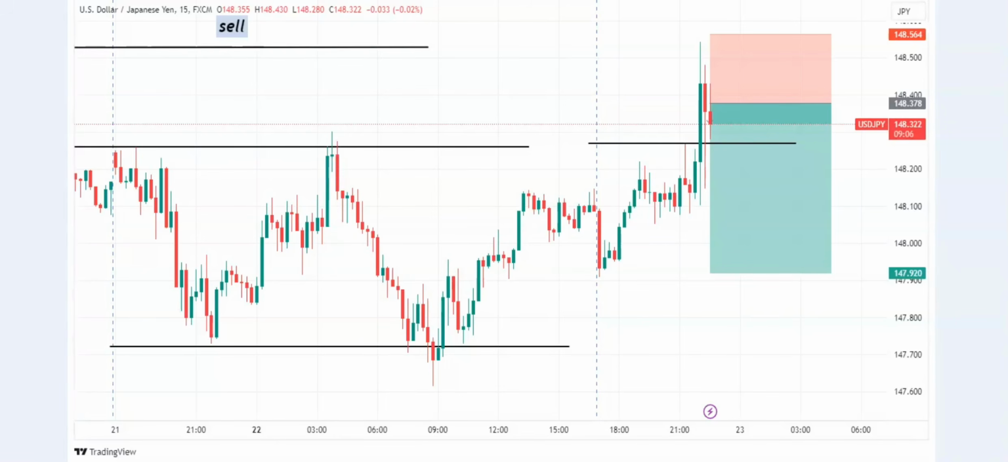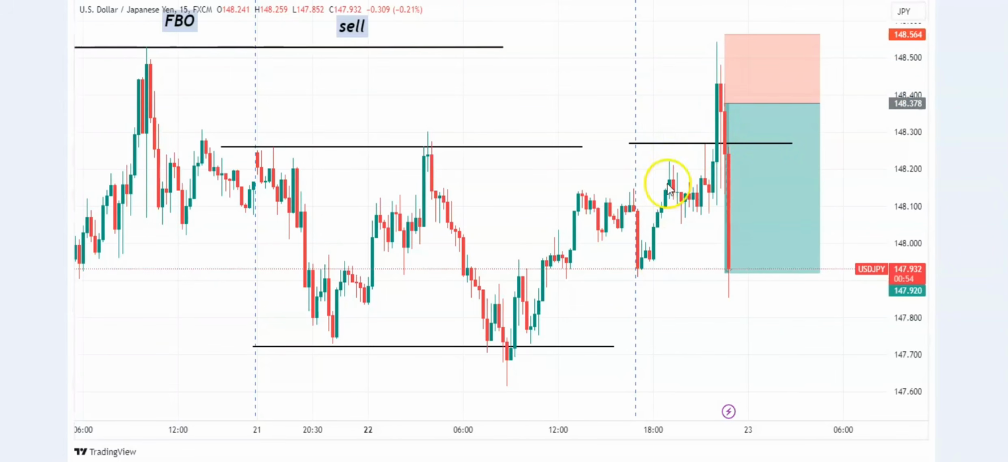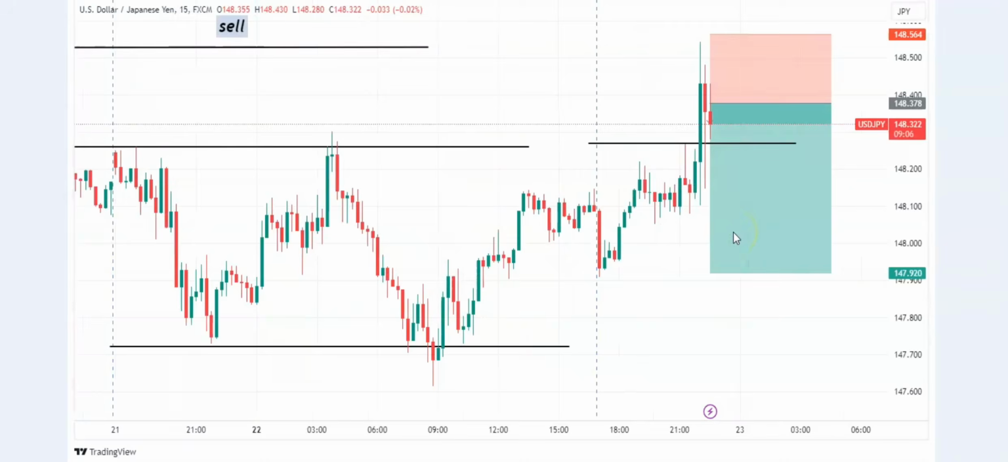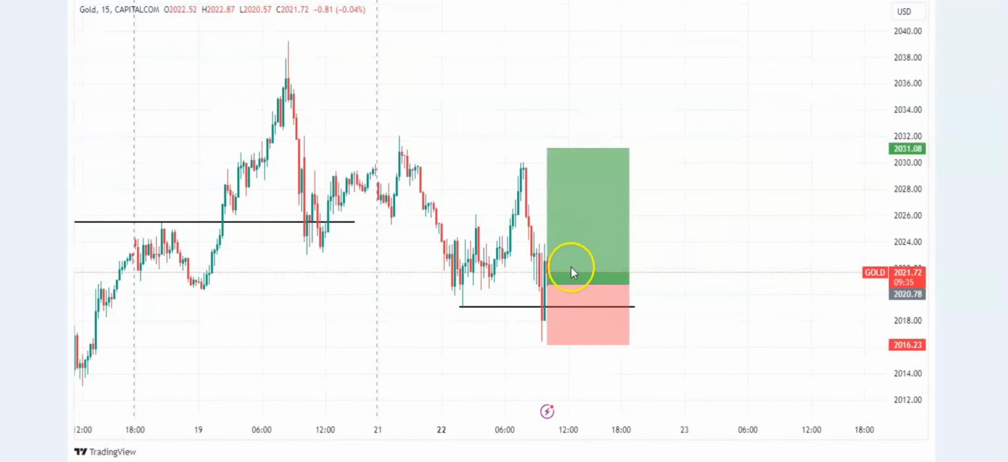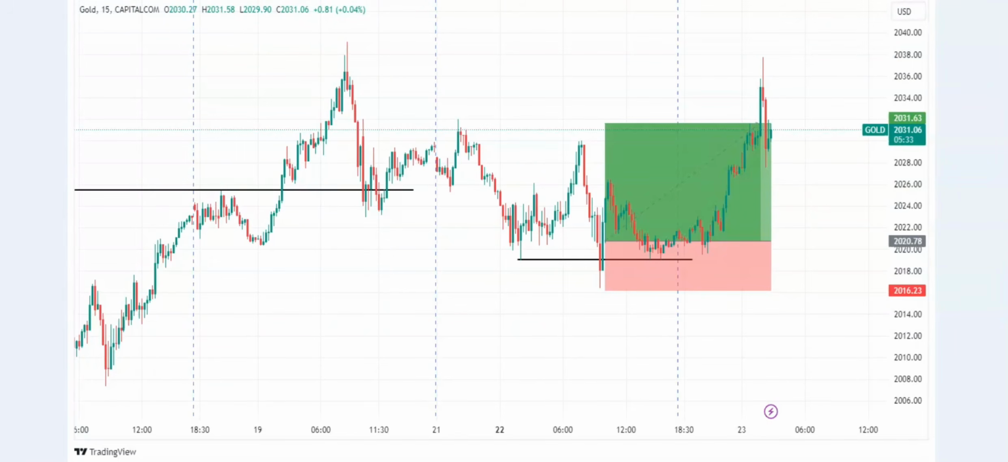This is a trade I took today in the morning in the Asian session. This is USD JPY. This is before the trade. So this is my entry, and then this is how the trade went. And I also have gold, which was a trade I took yesterday, and this is the before the entry. So we have our entry there, and this is the after.